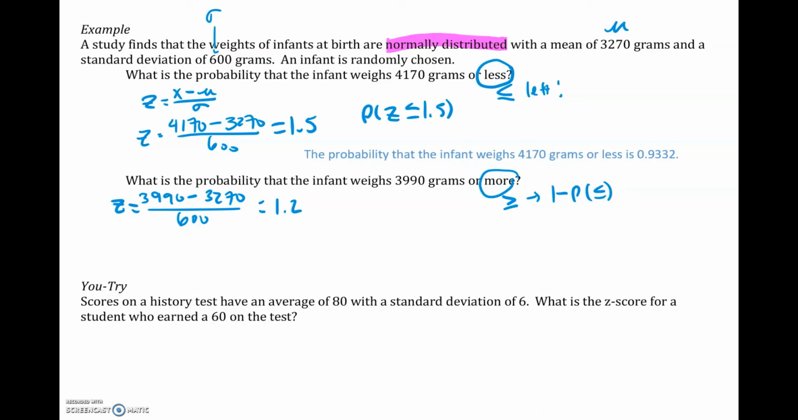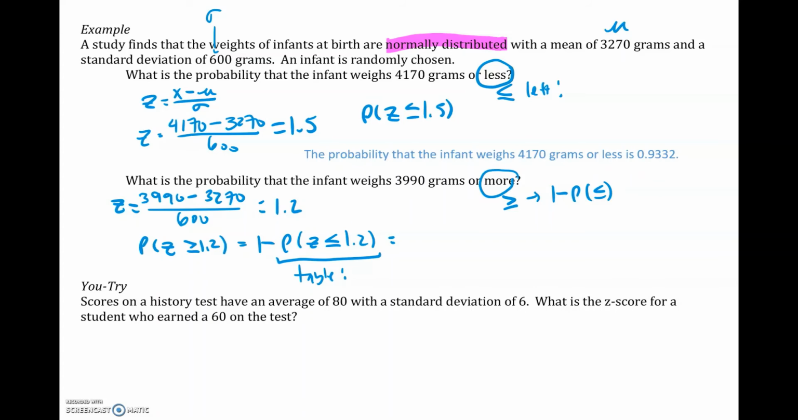And again, awesome, when it's not past the hundredths, we can just read our table. But remember, we're looking for the probability that this baby is going to be greater than or equal to the Z score of 1.2, which is the same thing as 1 minus the probability of Z being less than or equal to 1.2, right? So what we need to do is get this off the table. We can't get the greater than from the table, we can get the less than from the table.